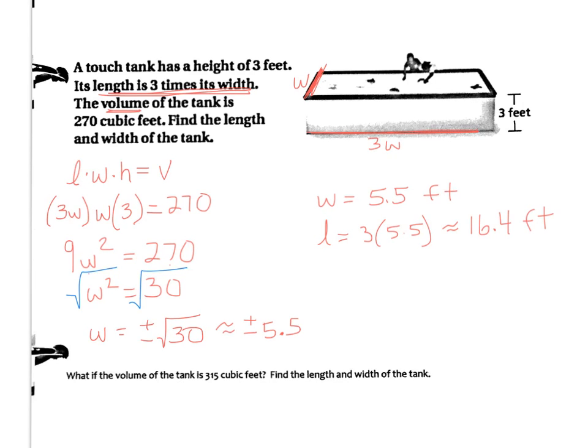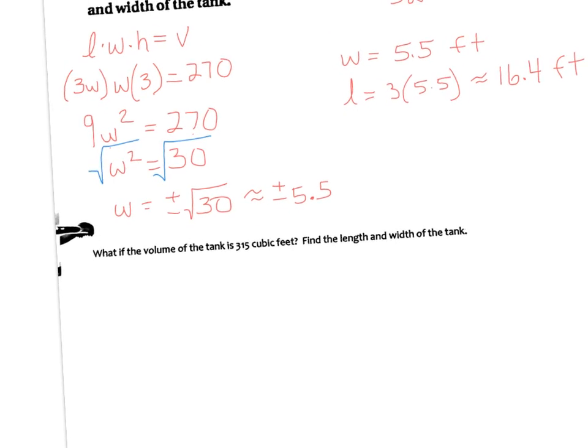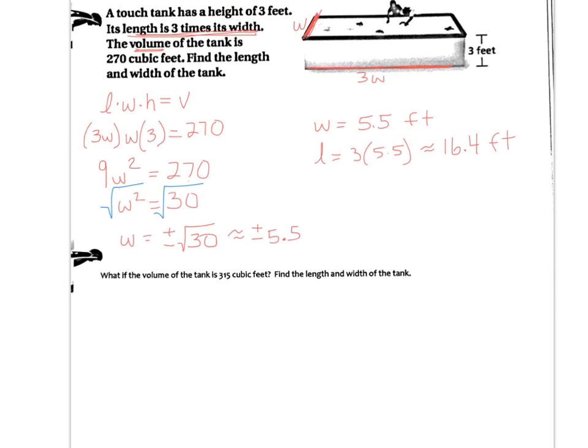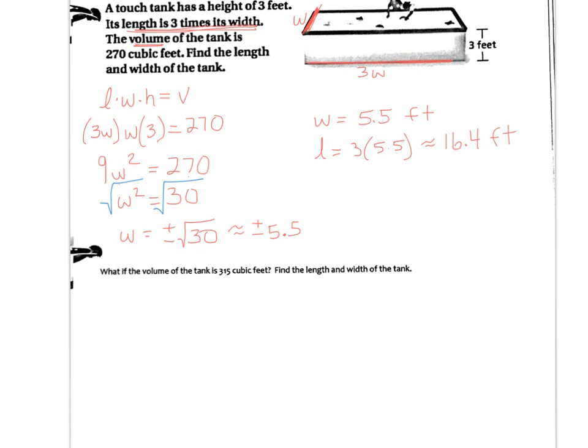Alright, let's try the last problem. What if the volume of the tank is 315 cubic feet? Alright, so basically the same problem, but the volume's 315. So we're still going to go length times width times height to give you volume. And the length is still 3W, and the width is still W, and the height is still 3, but the volume now is 315. Alright, so let's try this problem.